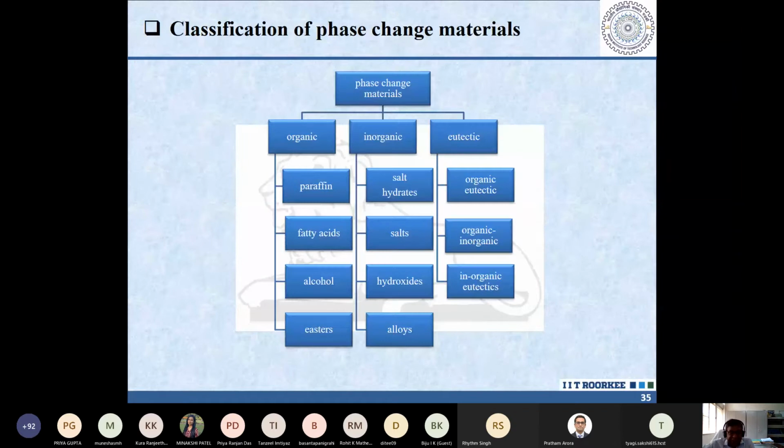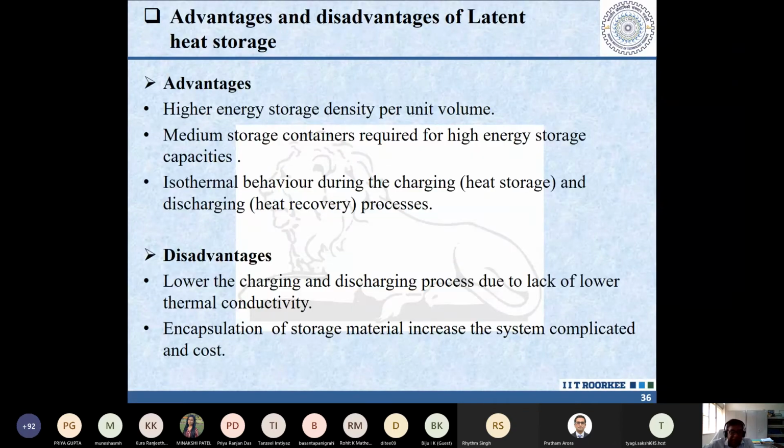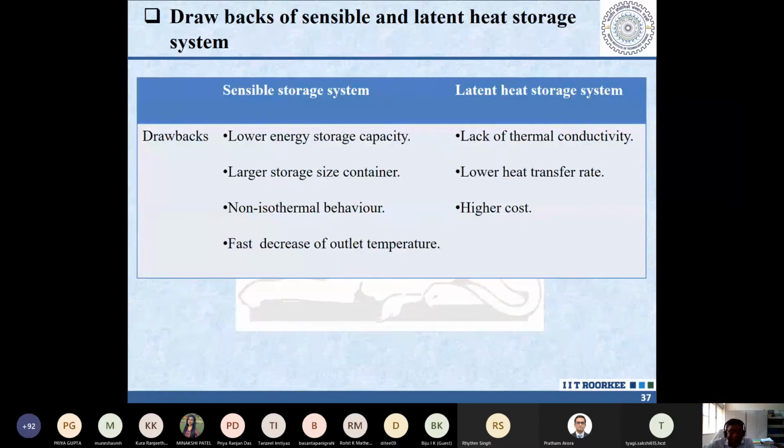You can read that, and then the classification of the phase change material is also there. This is self-explanatory, you can read it, because there is a time constraint. So here are the drawbacks of sensible storage, and now the research area I'm talking about. This I want to talk to you about.